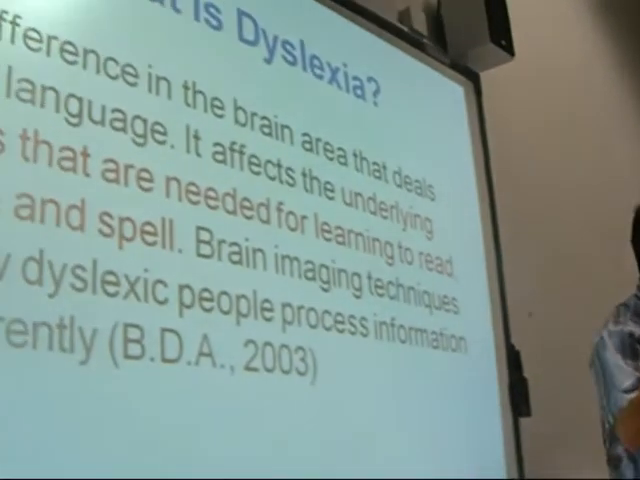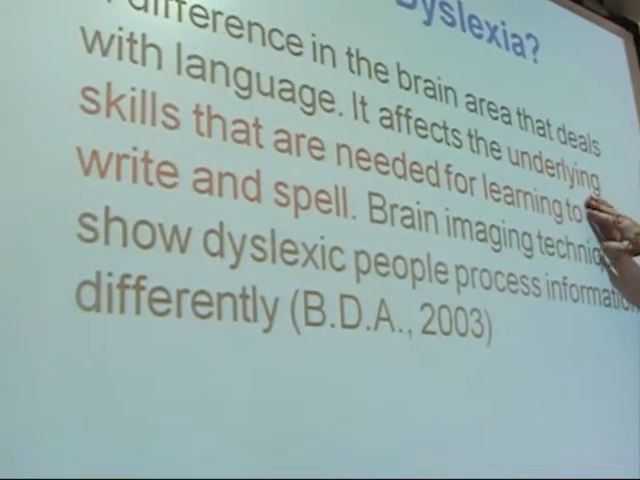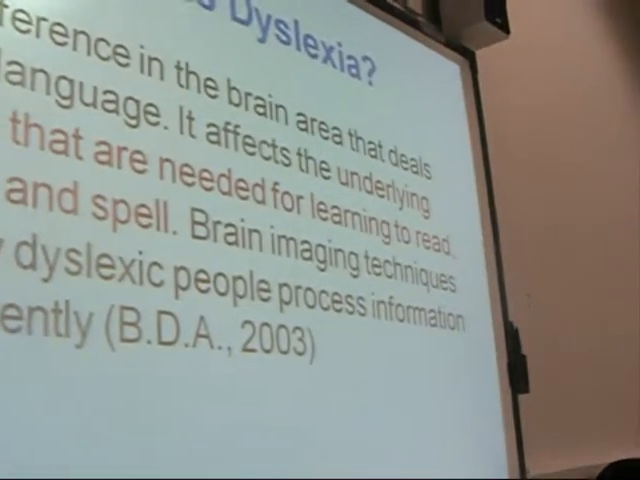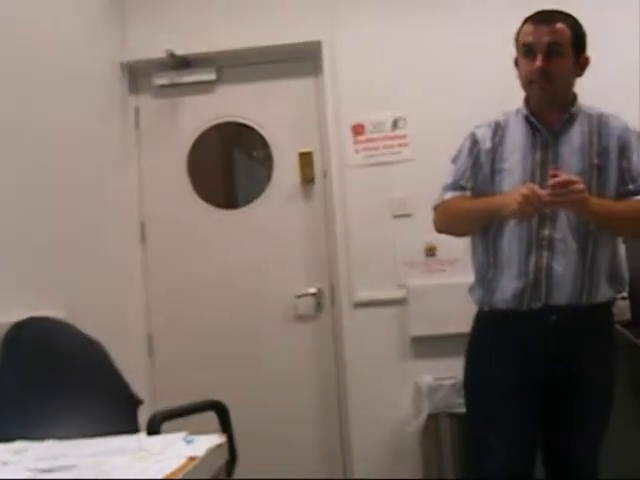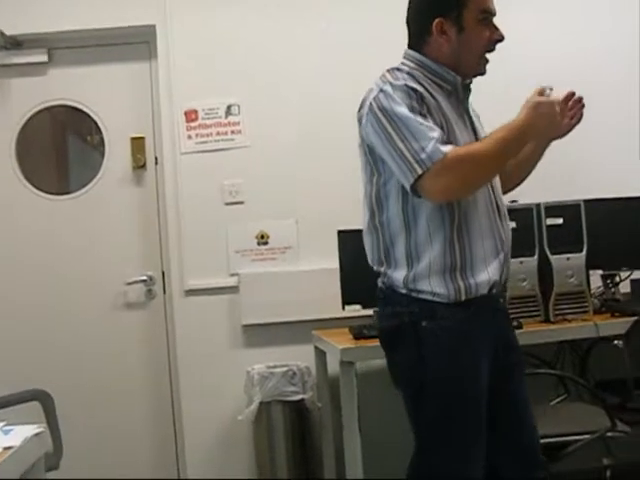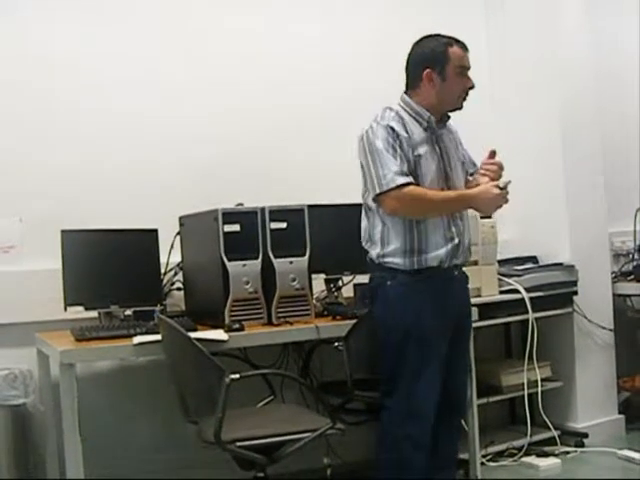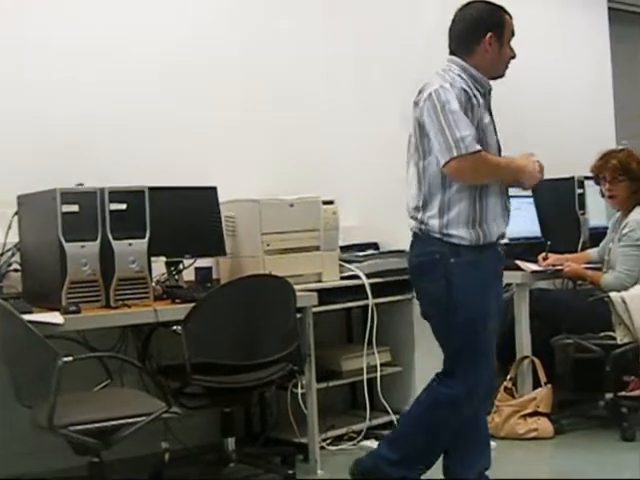The British Dyslexia Association, which is an excellent source of reference as well and well worth taking down, states that it affects the underlying skills that are needed for learning to read, to write and to spell. So as you can see, by looking at the definitions I've outlined on the screen, dyslexia can be associated with problems with reading, writing and spelling. There are memory problems, organisational problems, sequencing problems as well. Now, for those of you that do have pupils with dyslexia, would anyone like to contribute some information or pointers on what I've just spoken about?